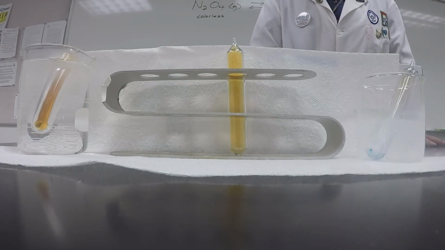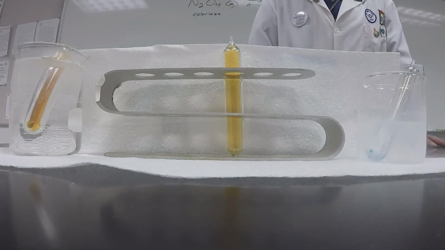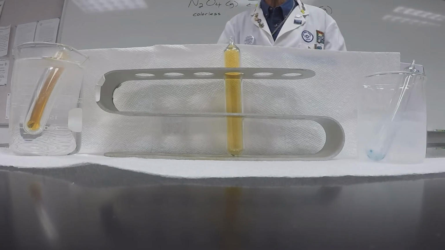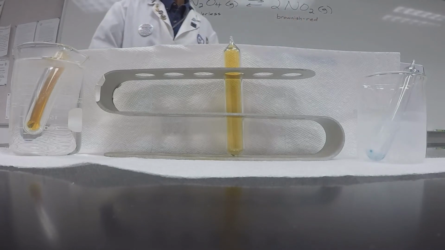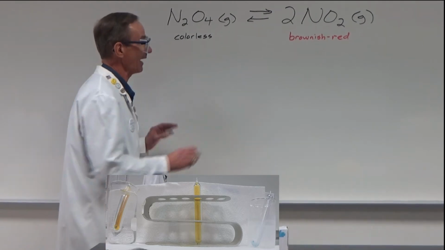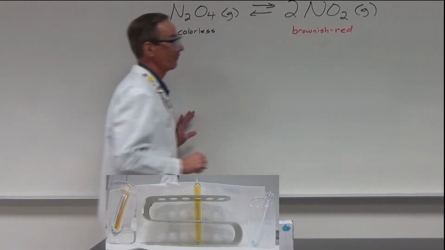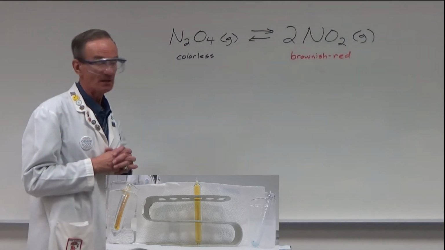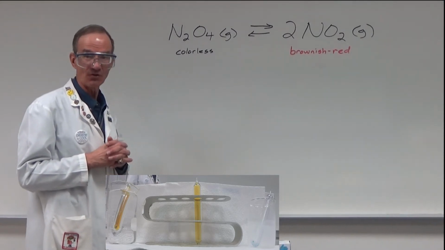Now we're going to try to surmise whether or not the reaction is endo or exothermic based on the observation. Based on the observation that we're seeing, as the temperature goes up, we get more brown color. In other words, at a higher temperature, it's favoring the formation of the NO2. Does that mean the reaction is endo or exothermic?